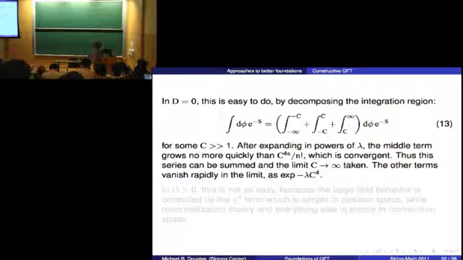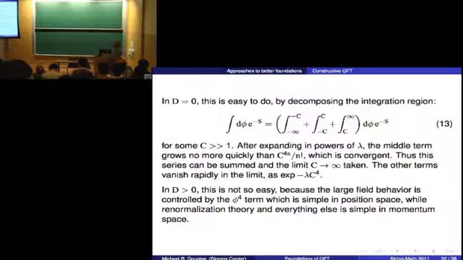And then because you've got this e to the minus lambda phi 4, these other tails give this tiny correction, which goes away. And you finally take a limit. And so it's a little brute force, but it certainly works. The problem is that now you have to do it in field theory.